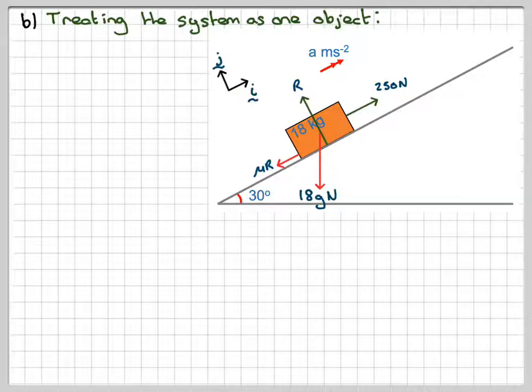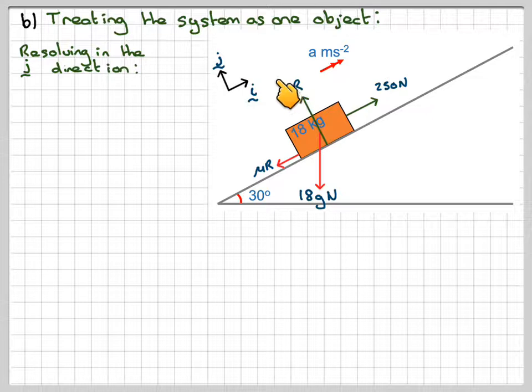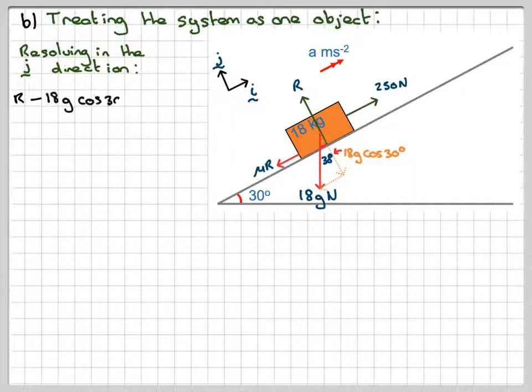So we'll introduce the I and J system. Resolving in the J direction, so this direction, we have R acting upwards, and then downwards we have to split this weight into its components at 30 degrees. So we're going to have this component here, which is 18g cos 30. So it's minus 18g cos 30, and because it's in equilibrium, it's equal to 0. So that gives that R is 18g cos 30.